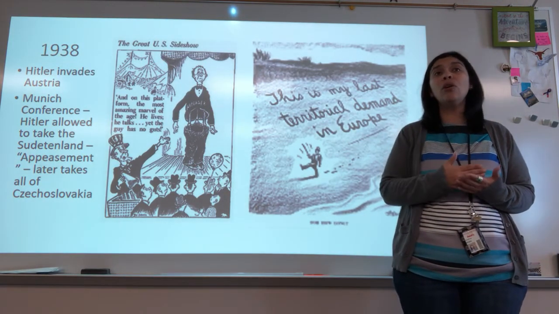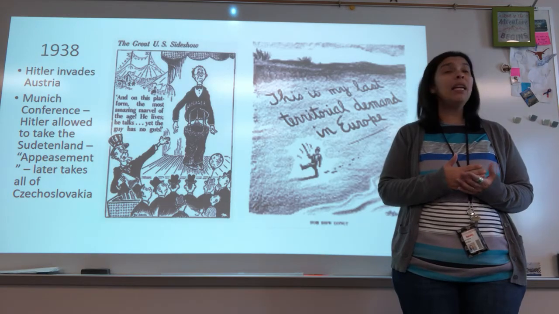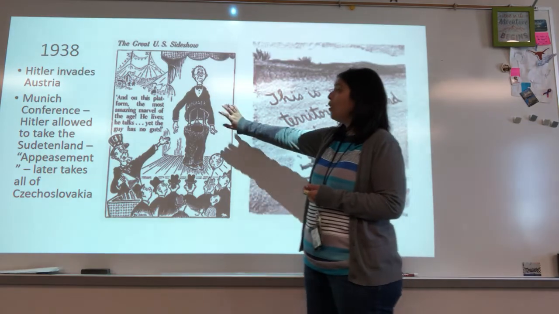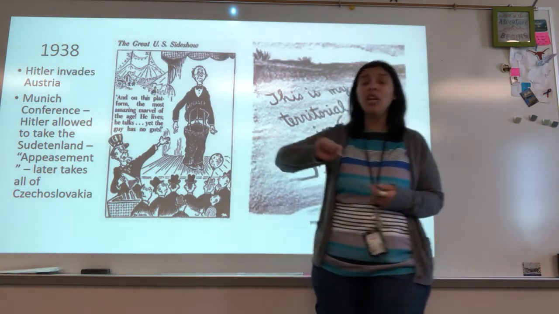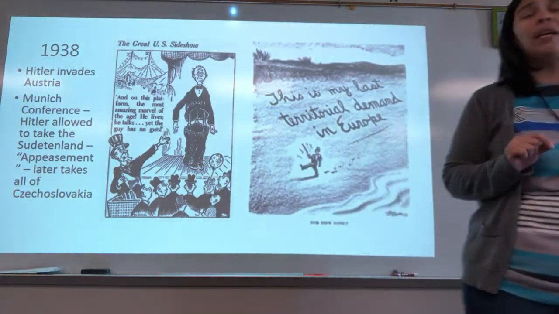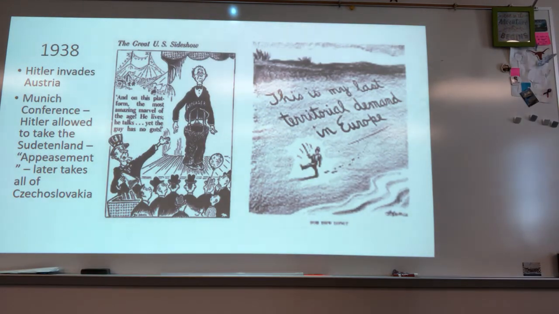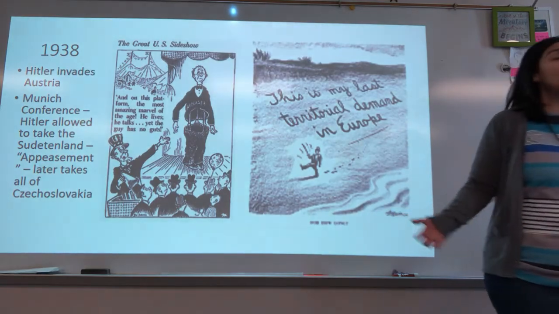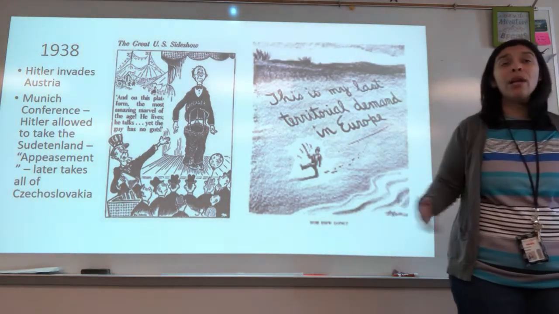What does appease mean? They've given. What has Hitler learned? He could get whatever he wants. So this is another Dr. Seuss. The guy who led the Munich conference, his name is Neville Chamberlain. He's the prime minister from England. He says, and on this platform, the most amazing marvel of his age, he lives, he talks, yet the guy has no guts. Because who didn't he stand up to? Hitler. After that, he takes Czechoslovakia. So really, was that his last territorial claim? No, Hitler has learned he could be appeased. He will get whatever he wants.